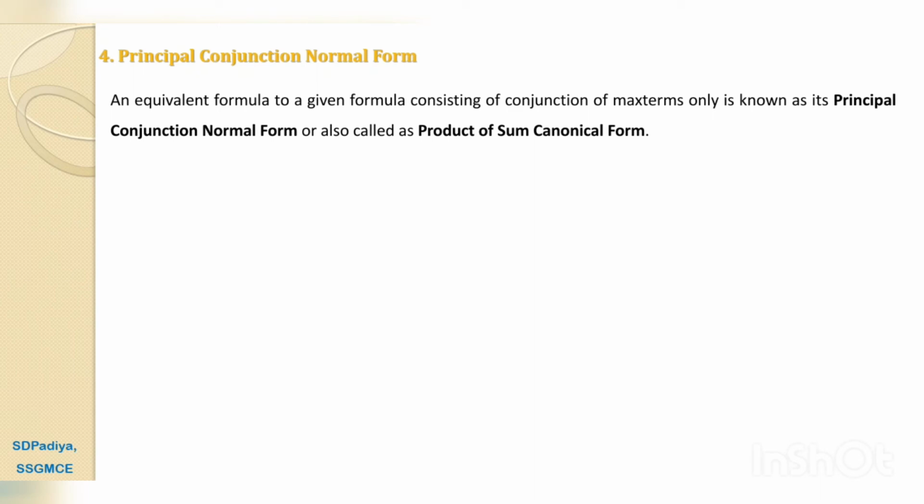The theoretical definition: an equivalent formula to a given formula consisting of conjunction of max terms only is known as its principal conjunction normal form, also called the product of sum canonical form. If we compare these two phrases, conjunction of max terms and product of sum canonical form, the conjunction means product, therefore here we can derive that max term means sum.